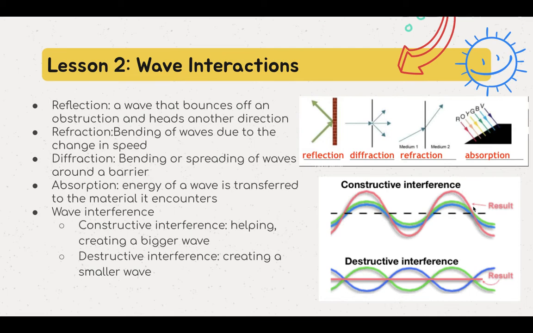Okay. And then destructive interference is doing the opposite. It's not helping. It's creating a smaller wave. So they're kind of opposites of each other, right? So as a result, there's no wave. It's a straight line.